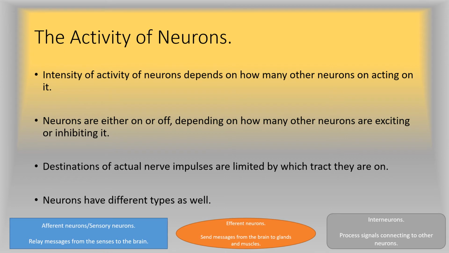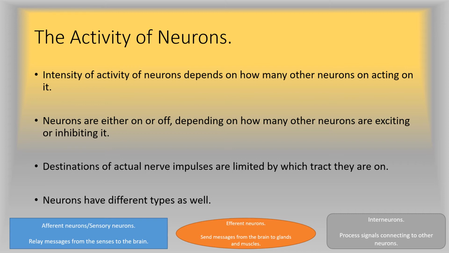So, the activity of neurons. The intensity of activity of neurons depends on how many other neurons are acting on it. Okay, so how many other neurons are interacting with it, communicating with it. And neurons are either on or off depending on how many other neurons are exciting or inhibiting it. So, it's just like a door. Either the door is open or closed. So it's either on or off.